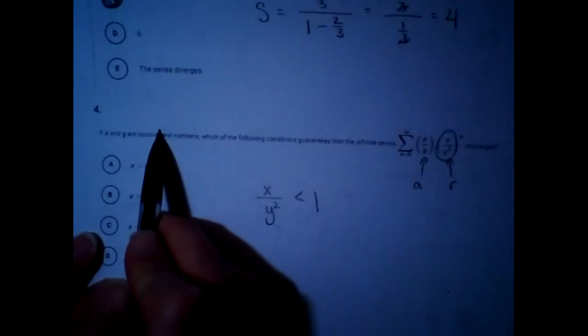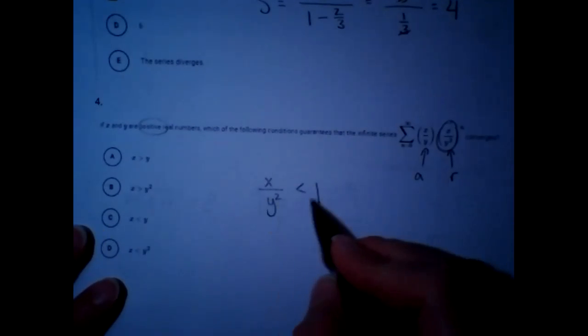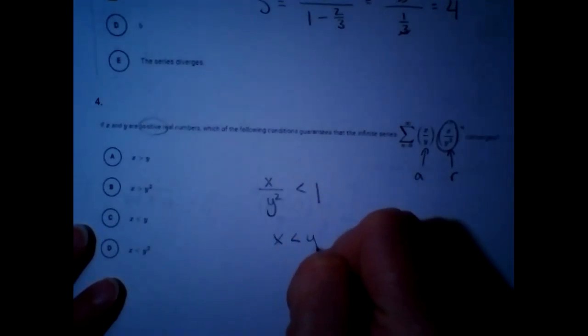And I know it's absolute value, but they told us that both x and y are positive, so we don't need to worry about the absolute value here. And so I'm just going to multiply over the y squared. And so it's x less than y squared. So that one is D.